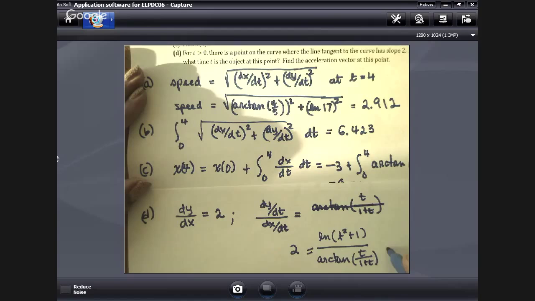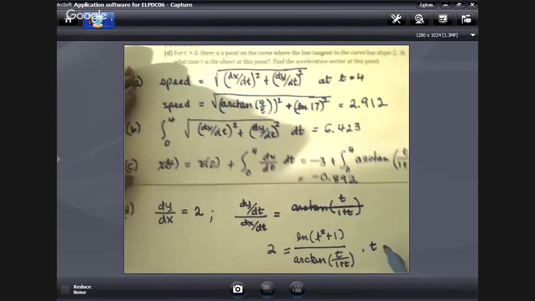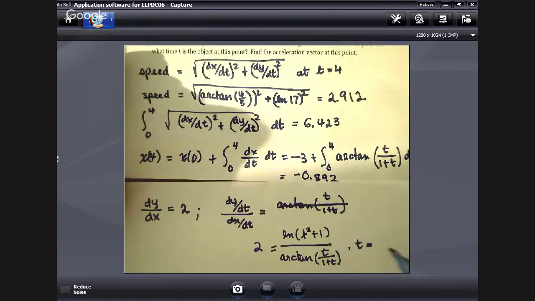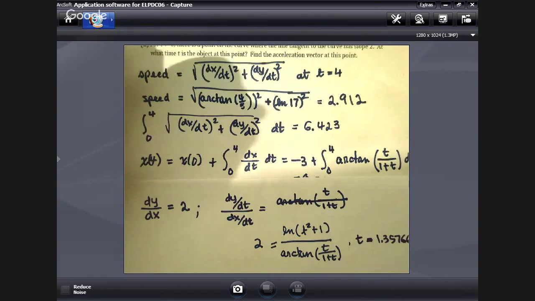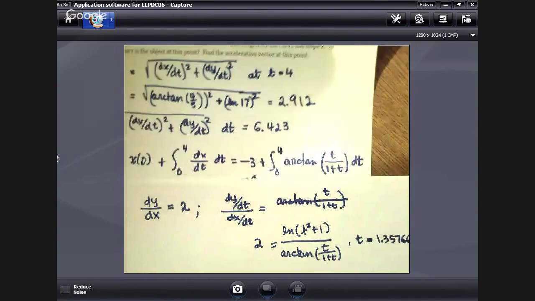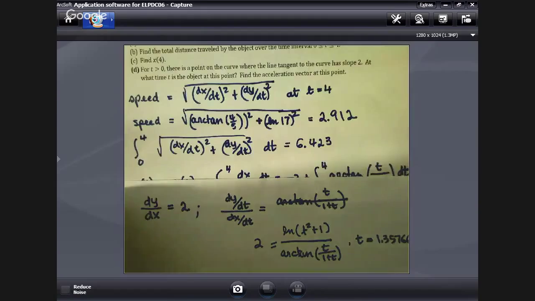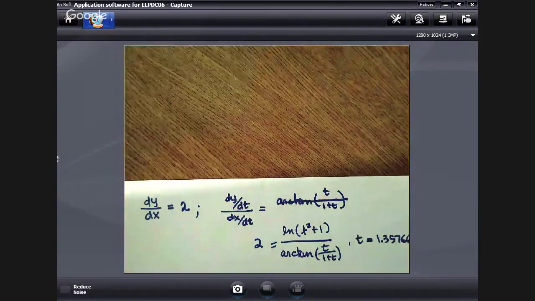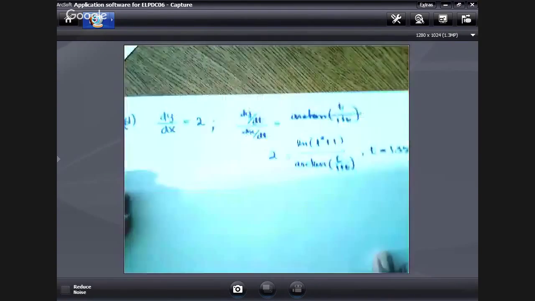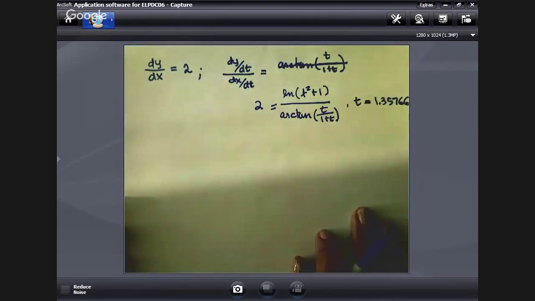t is equal to 1.35766. So that's the first thing. Find the time that this stuff happens. And then after the question mark, they ask you for the acceleration at this time.